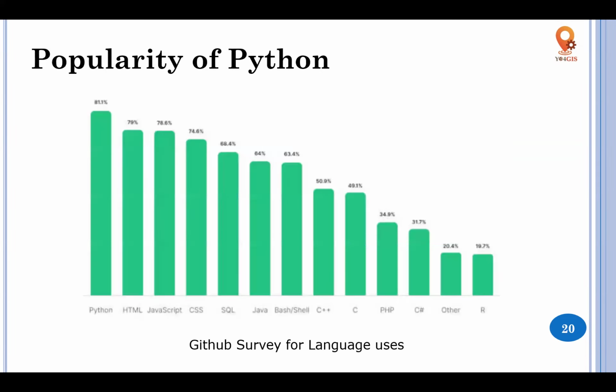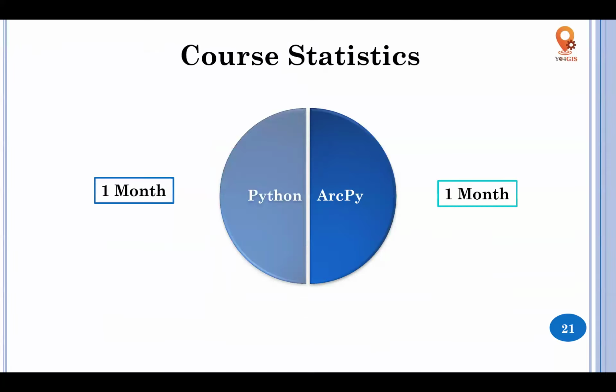Now, the next important thing is the popularity of Python. As you know, based on the GitHub survey, we know Python is a very popular language, the most popular language. Even though there are n number of languages in the world, Python is very important. Why is this important? That also we will see.